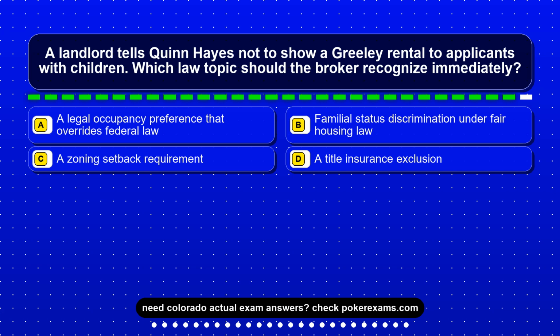Question 19. A landlord tells Quinn Hayes not to show a Greeley rental to applicants with children. Which law topic should the broker recognize immediately? Option A, a legal occupancy preference that overrides federal law. Option B, familial status discrimination under fair housing law. Option C, a zoning setback requirement. Option D, a title insurance exclusion.